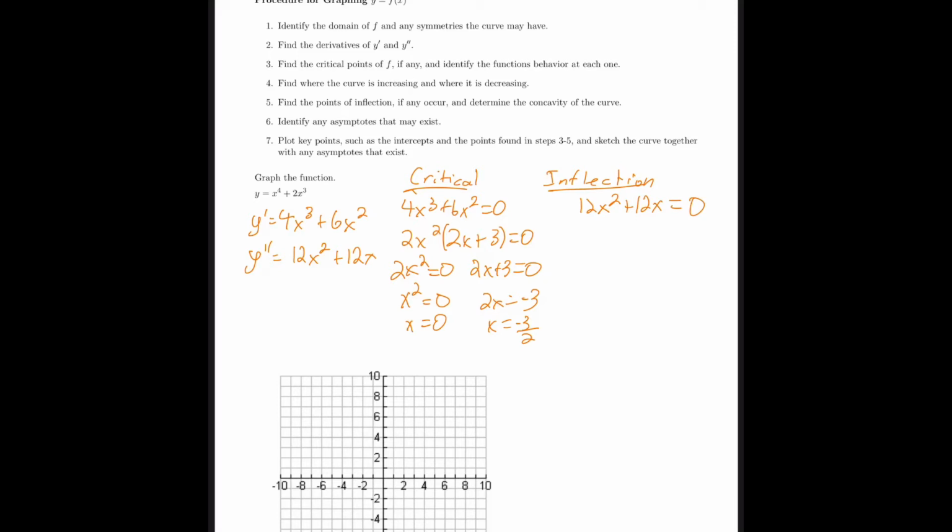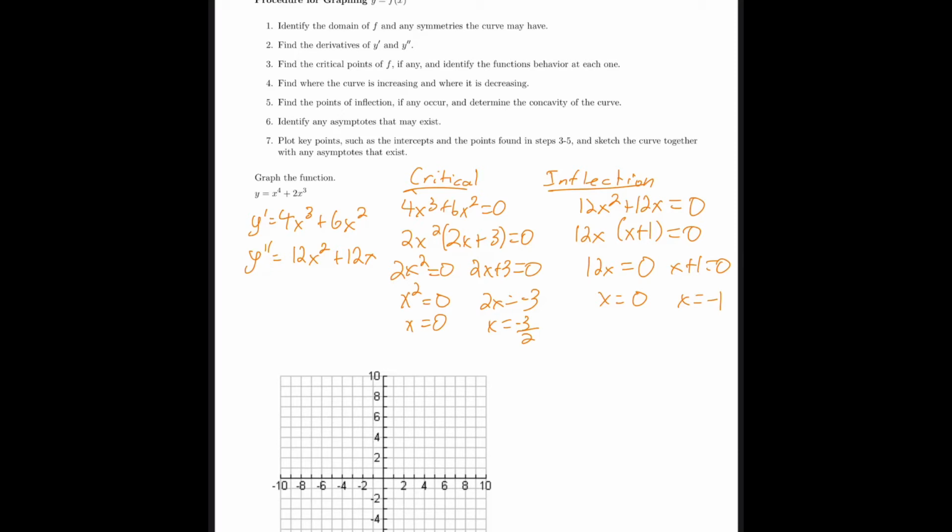Okay, and then we can do inflection points. So we've got 12x squared plus 12x equals 0. Factor out 12x, and that leaves you with x plus 1 equals 0. So 12x equals 0, x plus 1 equals 0. So we get x equals 0 or x equals negative 1.